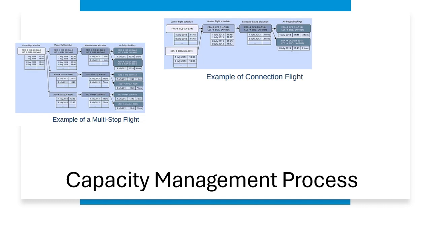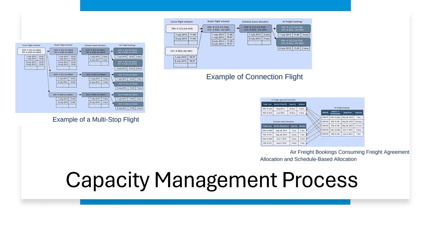This figure highlights the significance of managing connections in air freight, as delays or changes in one leg will impact the whole journey. This shows the need for careful planning and communication between carriers to maintain schedule integrity and optimize the freight flow. And this image shows how air freight bookings draw from both freight agreement allocation and schedule-based allocation.